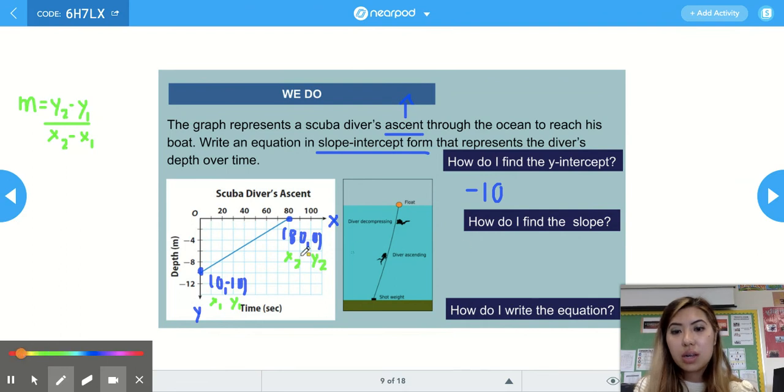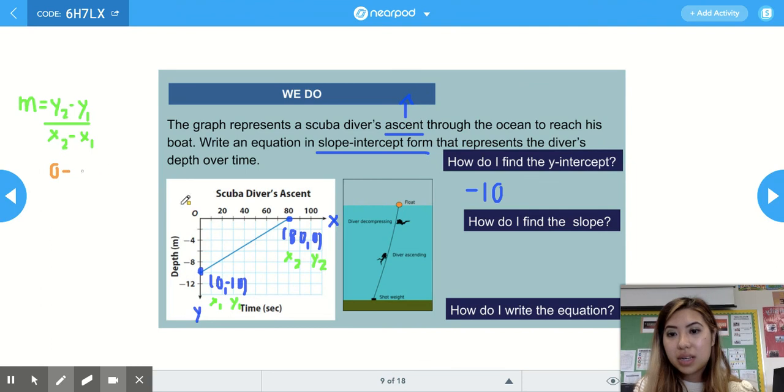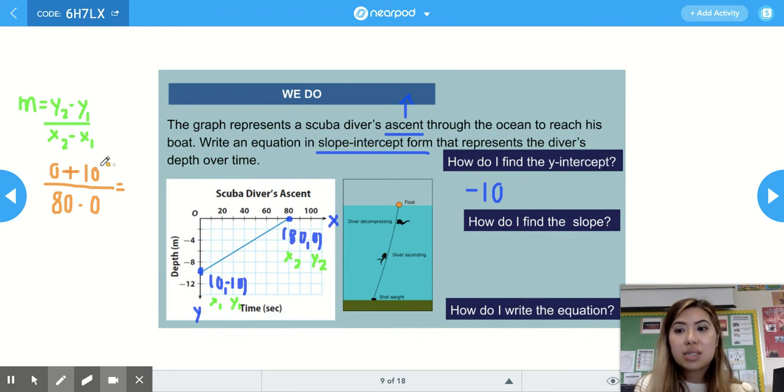We're going to plug the numbers into this equation. So y2 is 0 minus y1, which is negative 10, over x2, which is 80, minus x1, which is 0. So when we have two negatives right next to each other, it becomes a positive, or we just turn it to addition. So 0 plus 10 is 10. And then we have 80 minus 0, which is 80. An easy way to simplify numbers with 0 to the right of it is to cross them out. So 10 over 80 becomes 1 over 8. And so we know that our slope is 1 over 8.